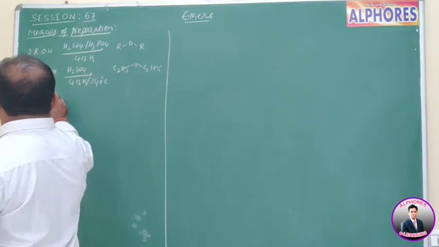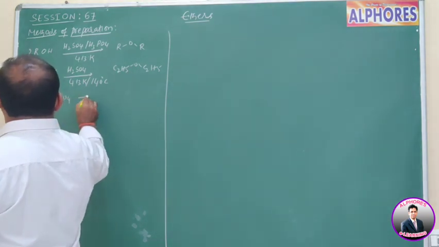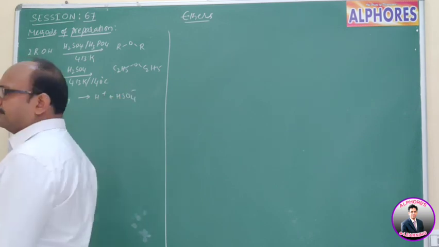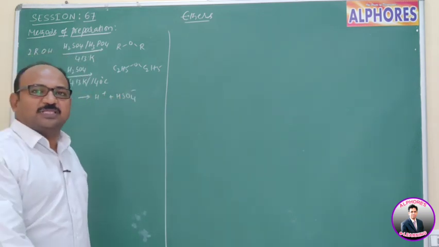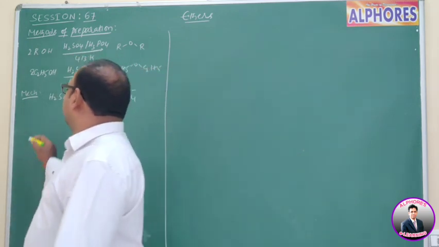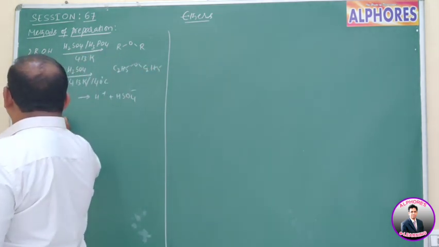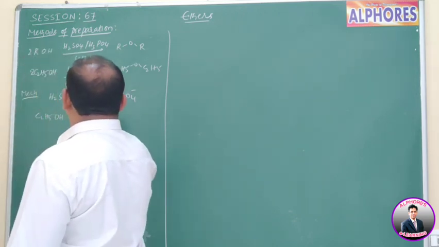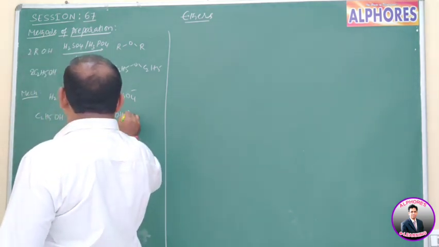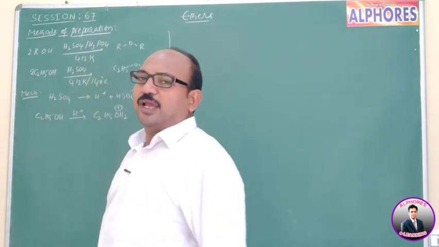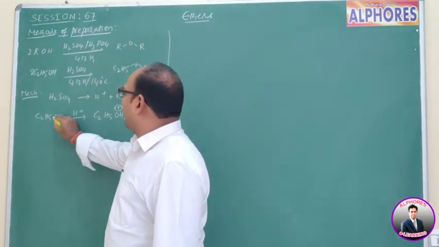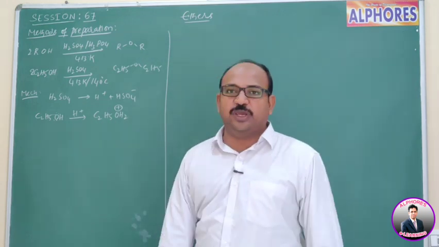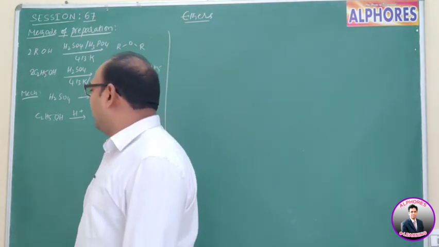Sulfuric acid, H2SO4, is an acid. It dissociates as H plus and HSO4 minus. That H plus is taken by alcohol, C2H5OH. Upon treatment with H2SO4, it converts into C2H5OH2 plus. That means here the ethyl alcohol oxygen gets protonated and converts into C2H5OH2 plus.